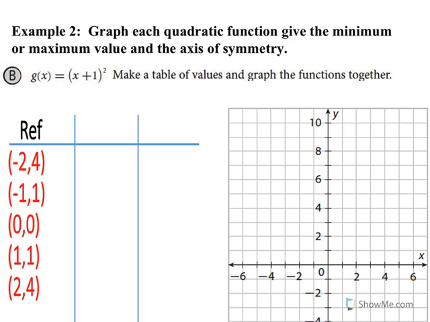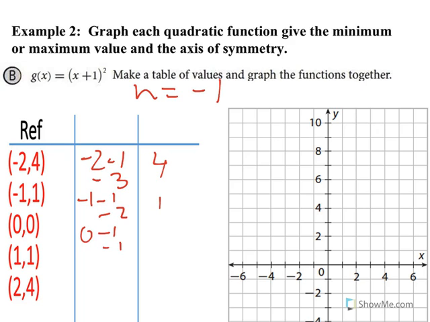So then graph each quadratic function, give the minimum and maximum value and the axis of symmetry. So we have g of x equal to the quantity of x plus 1 squared. Make a table of values and graph the function together. So notice that our h in this case is a negative 1. Right, so we have a negative 2 minus 1, that gives us a negative 3. 4 remains as a 4. So negative 1 minus 1 gives us negative 2, 1. 0 minus 1 is a negative 1 and 0.